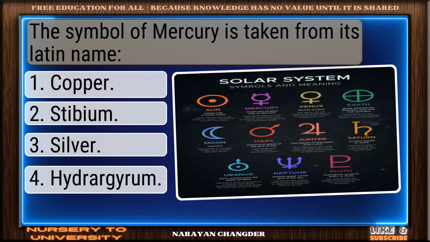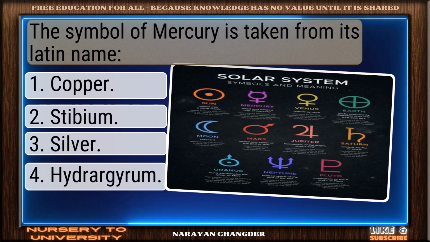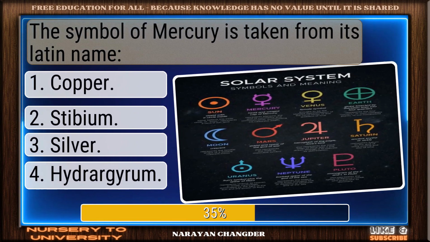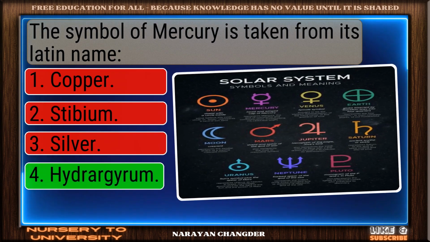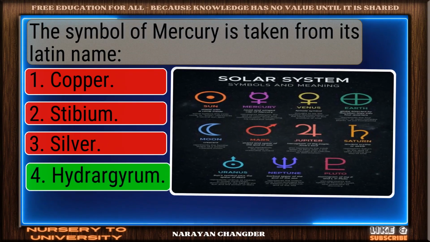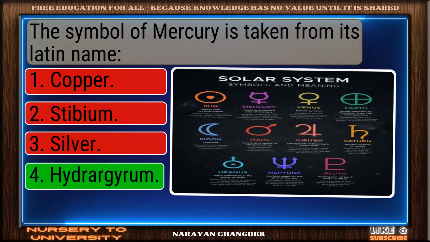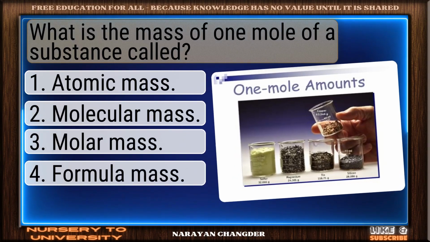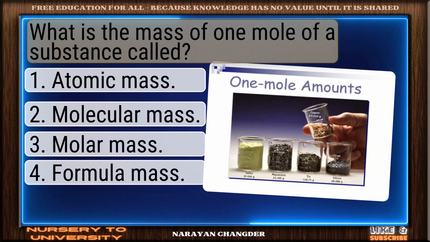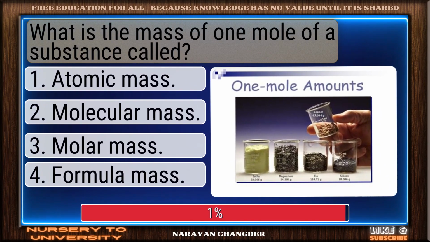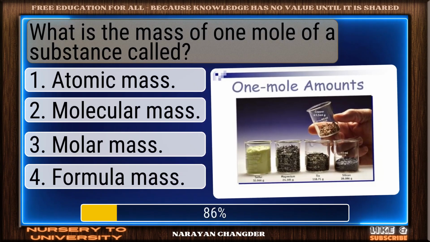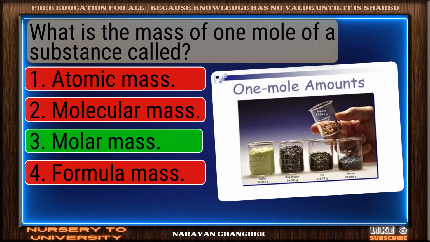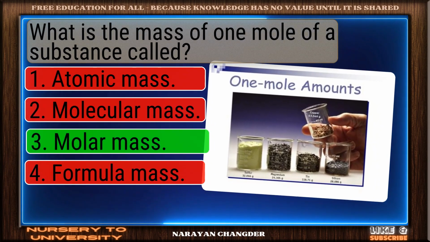Question number 134. The symbol of mercury is taken from its Latin name. You're right. Hydrargyrum is the correct answer. Question number 135. What is the mass of 1 mole of a substance called? You got it. Your choice molar mass is right.